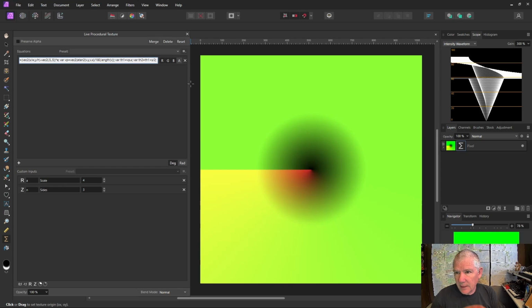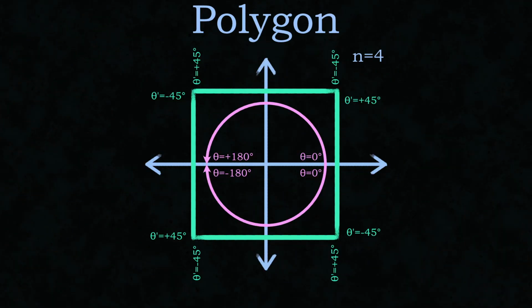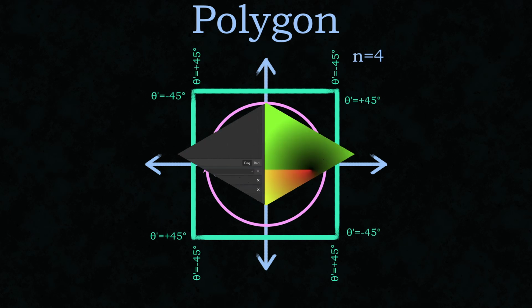Now I'm going to create a theta prime value, which will be the same on every side of the polygon. So for instance, in a square, it'd go from minus 45 degrees up to plus 45 degrees, even though theta is going from minus 180 degrees to plus 180 degrees. This is going to restrict those values.